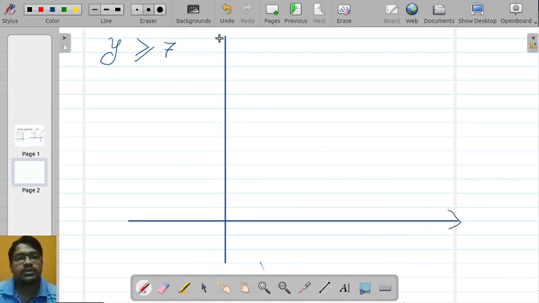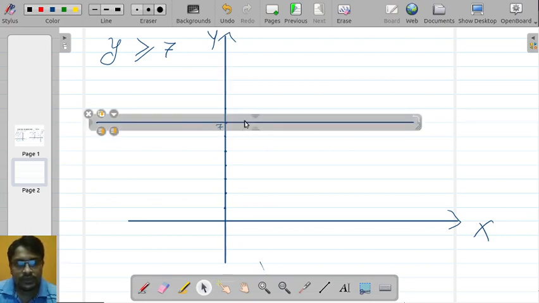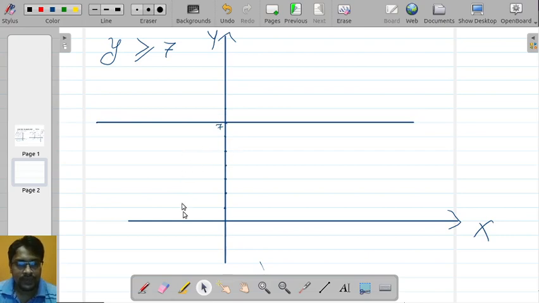So here this is x, this is y equal to 7. Say I make some equal markings here, 1 2 3 4 5 6 7 8. Okay, so 7 is somewhere here, right? So first I will plot the line corresponding to y equal to 7. What is that line? This is the line which corresponds to y equal to 7, right?